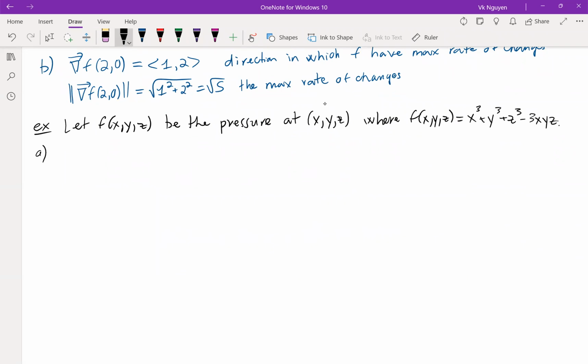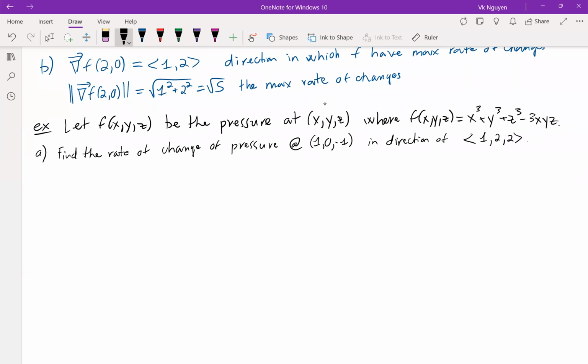a) Find the rate of change of pressure at (1, 0, -1) in the direction of the vector (1, 2, 2). Okay, so b) find the direction that has the maximum rate of change in pressure and the maximum rate of change of pressure.